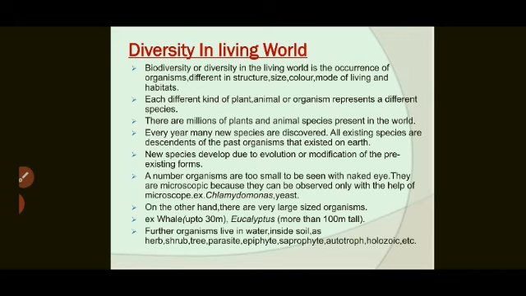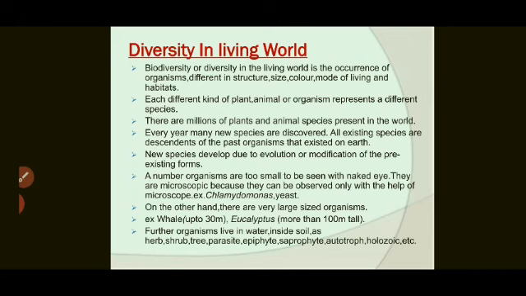There are millions of plant and animal species, as I told you, present in the world. Every year, many new species are discovered. All existing species are descendants of the past organisms that existed on earth. New species develop due to evolution or modification of the pre-existing forms.